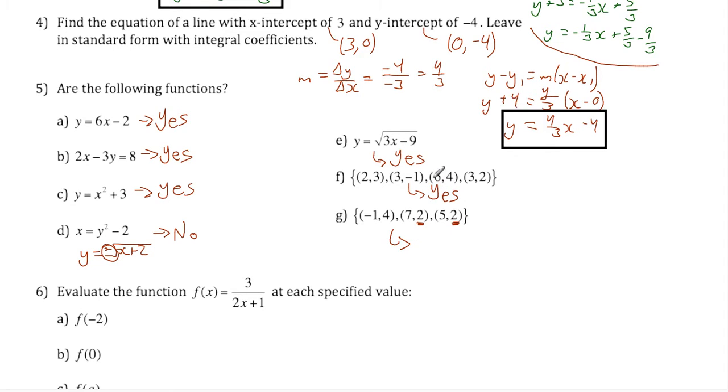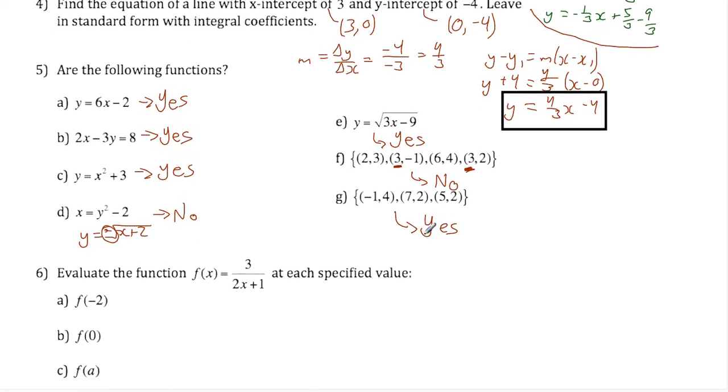sorry, for this one, we're not looking for the same y value. If we're looking for vertical points, we're looking for the same x value. My fault. Right there, right there. Same x value, that means that those points are on top of each other. If they're on top of each other, that means it's not a function. Whereas this, they all have different x values. So yes, this is a function. Sorry about that little confusion there.